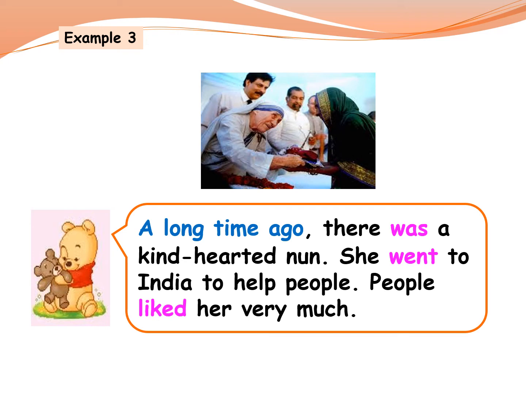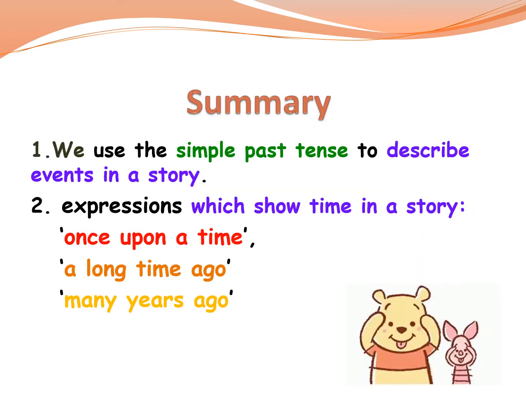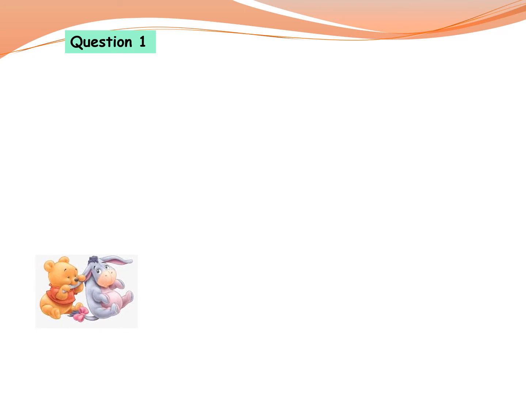Do you know who this nun is? Maybe you heard her name before. Yes, she is Mother Teresa, the one with white clothes. Now let's have a summary. Number 1, we use the simple past tense to describe events in a story. Number 2, the expressions which show time in a story are once upon a time, a long time ago, many years ago.